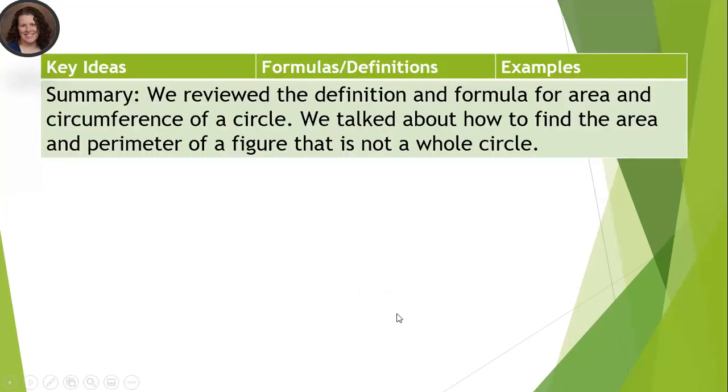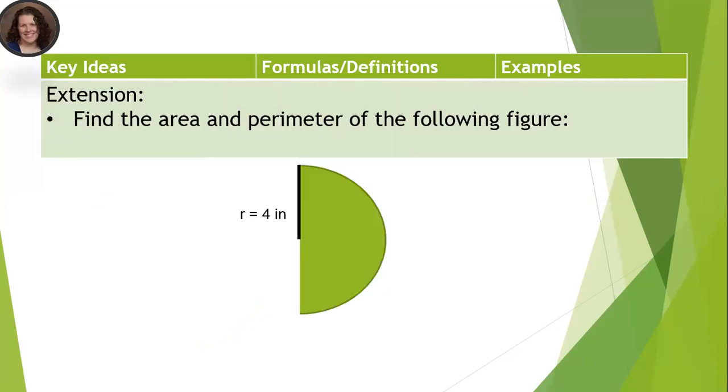So in summary, we've talked about the definition and formula for area and circumference of a circle. We've talked about how to find the area and perimeter for a figure that's not a whole circle. So I want you to take a minute and consider on your own. Can you find the area and perimeter for the following figure?